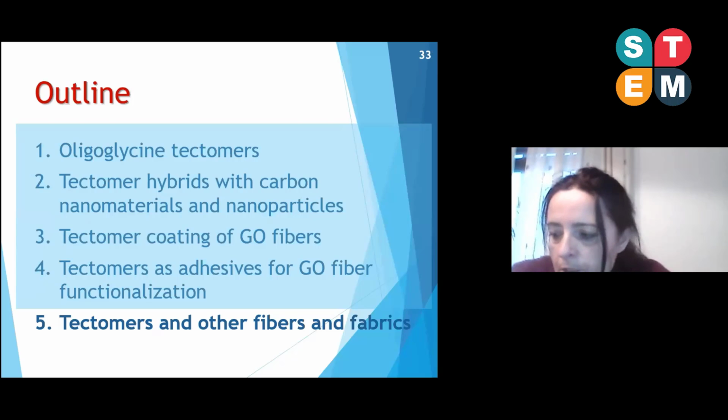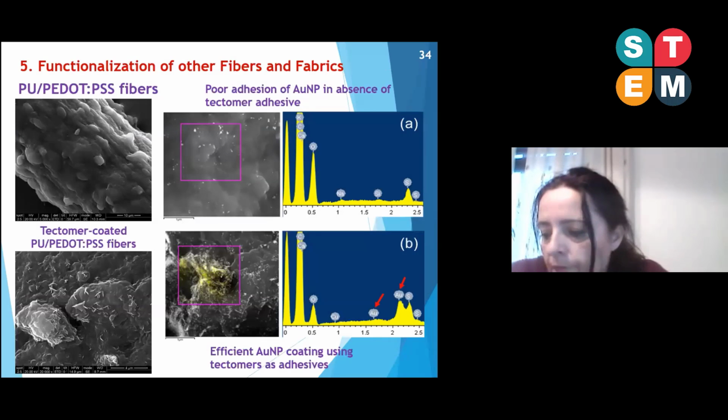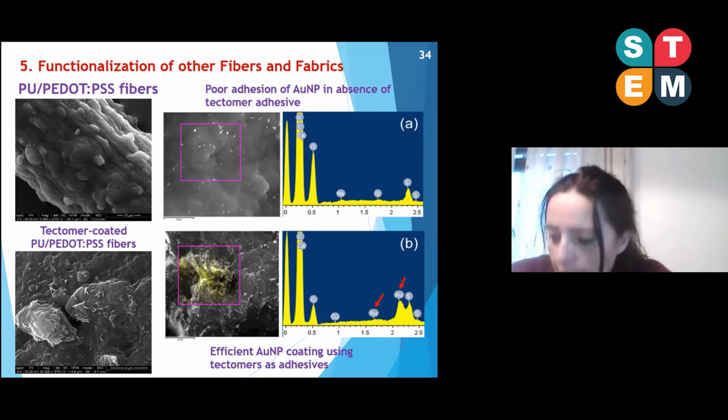Nanomaterial Tectomer decoration of other fibers and fabrics. The use of Tectomer adhesive for surface functionalization can be extended to other fibers and substrates. Thus, Tectomers show good affinity to conducting PEDOT:PSS fibers. We used Tectomers for functionalization of these fibers, for example, with gold nanoparticles. EDS shows efficient gold nanoparticle coating using Tectomers as adhesives.